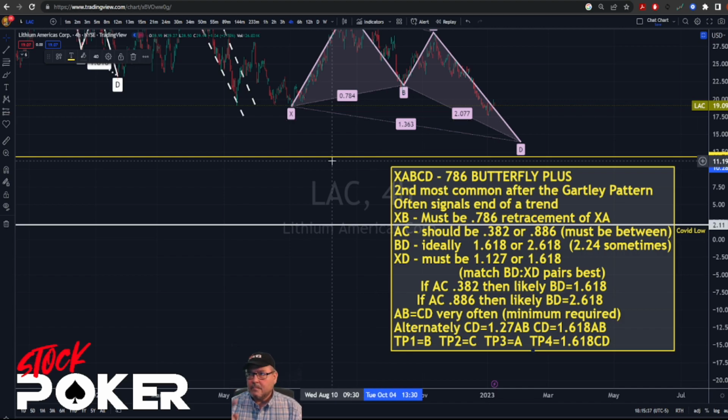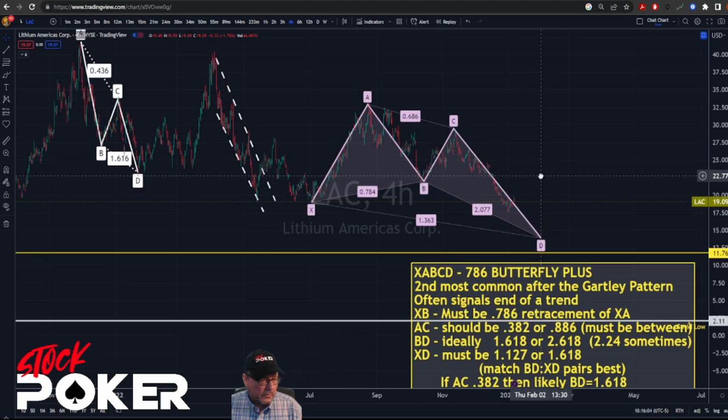The 786 is the second most common, after the Gartley pattern. The Gartley pattern, as you remember, is a temporary pullback and then typically a continuation of the trend. What a butterfly, or variations of the butterfly, is typically the end of a trend and the start of a new bottom. So what I mean by that, real quick.